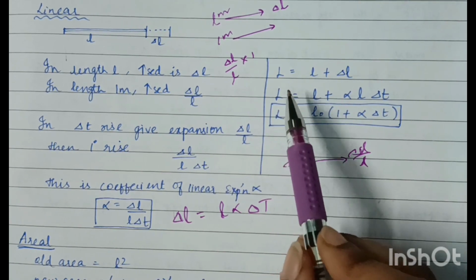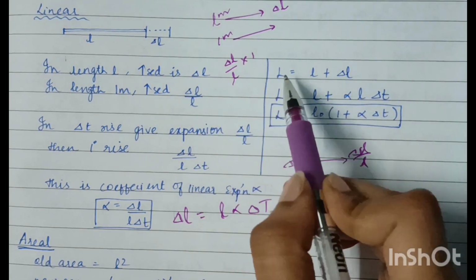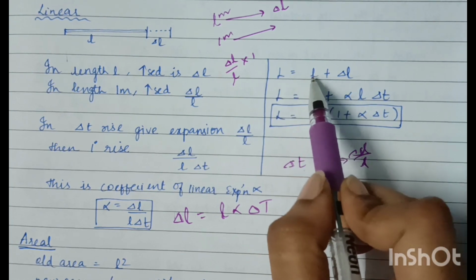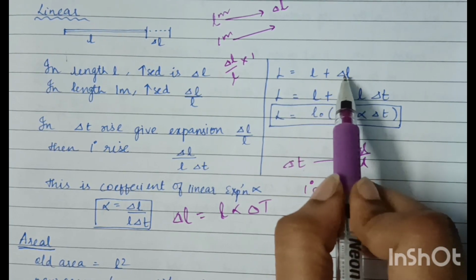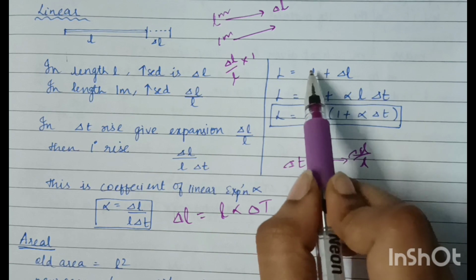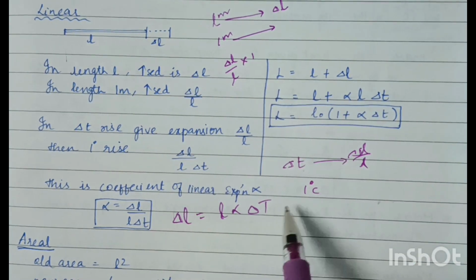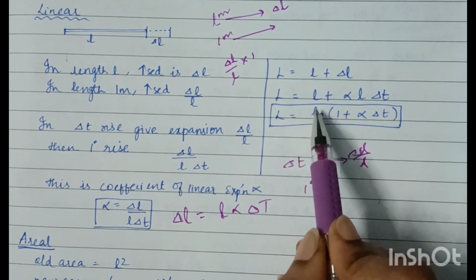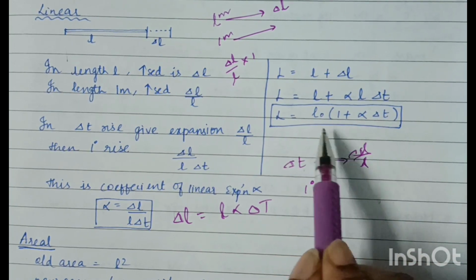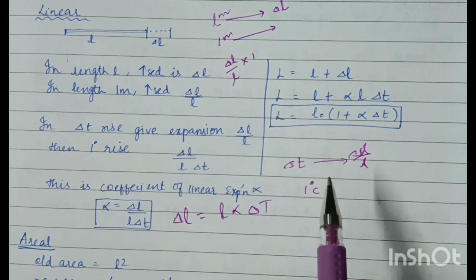Now, the new length is the initial length plus the change, that is L plus delta L. Instead of delta L we can write L alpha delta T. So L equals L naught into 1 plus alpha delta T. This is the equation which we have to keep in mind.